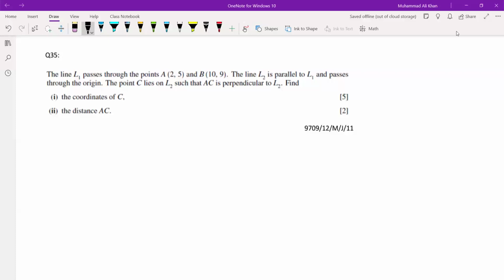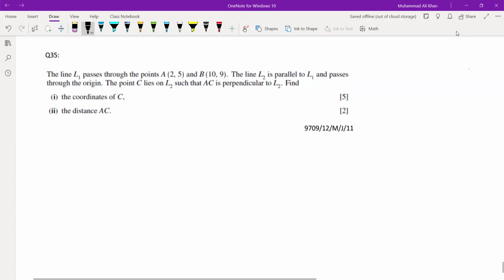Question number 35. 9709 12 May June 11 question. The line passes through the points A and B. The line L2 is parallel to L1 and passes through the origin. The point C lies on L2 such that AC is perpendicular to L2.